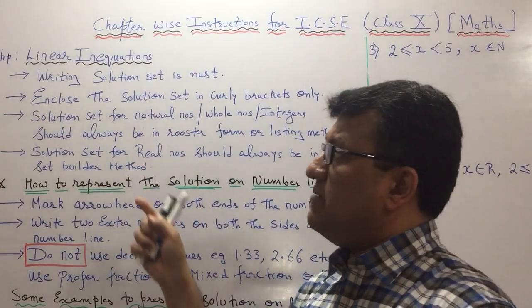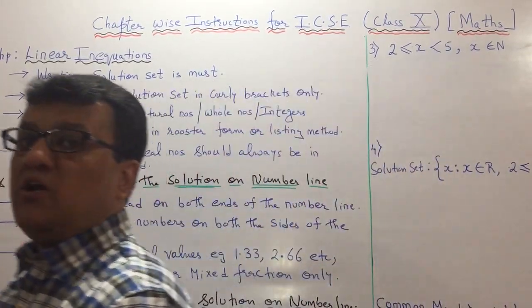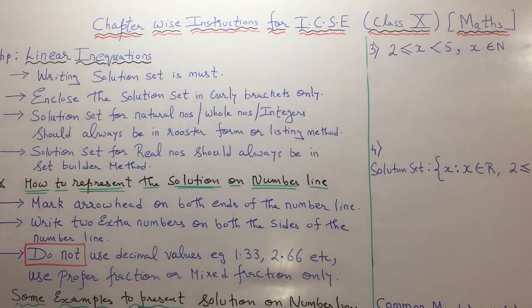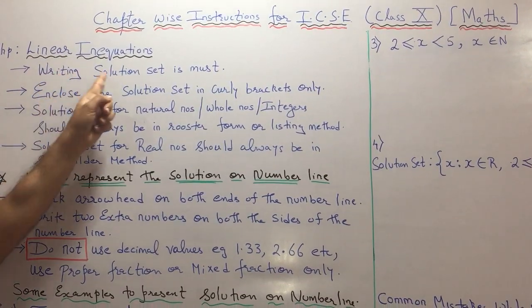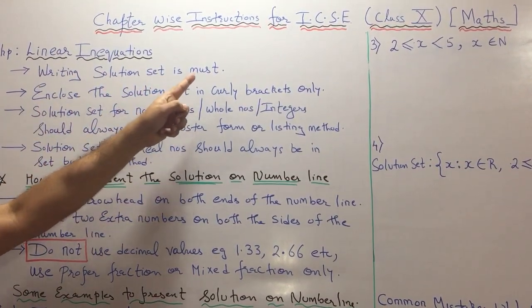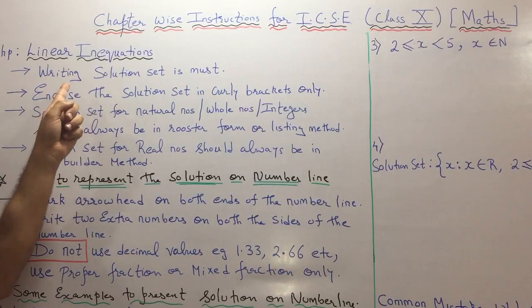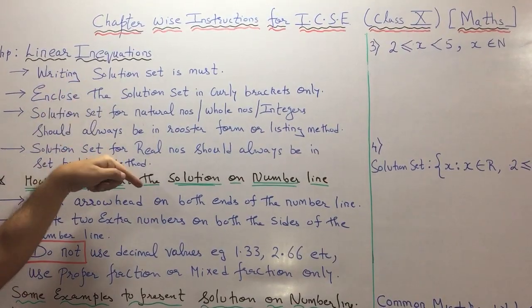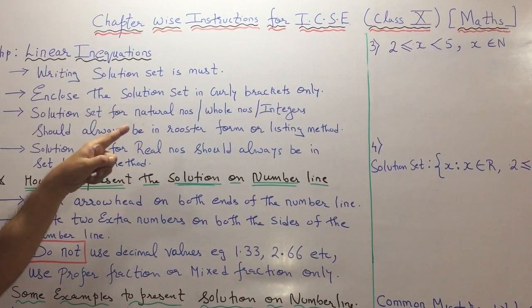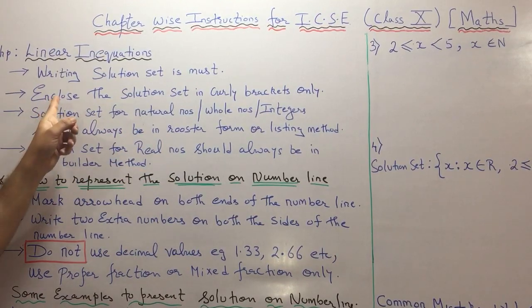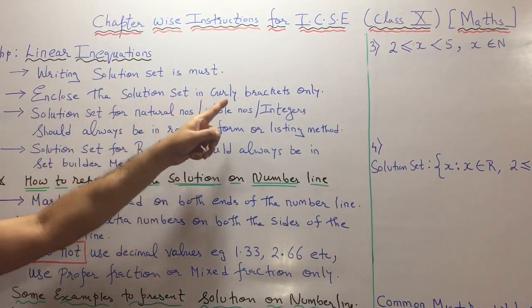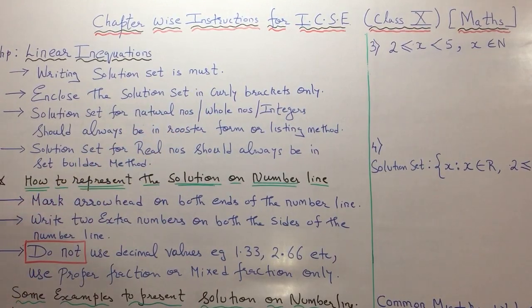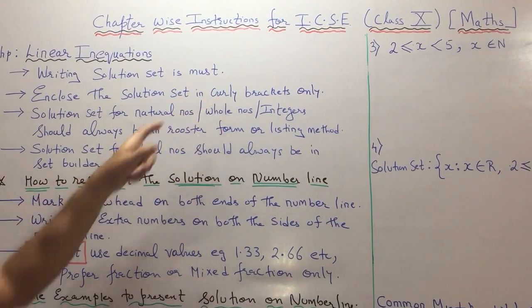I've just jotted down some important pointers which we all need to keep in mind. The first one: writing the solution set is a must. Many a time, students fail to write down the solution set. They directly go with the number line, and they fail to write down the solution set. So the solution set is very important. Enclose the solution set in curly brackets only. Children, we are not supposed to use round brackets or square brackets. We are supposed to use only curly brackets.